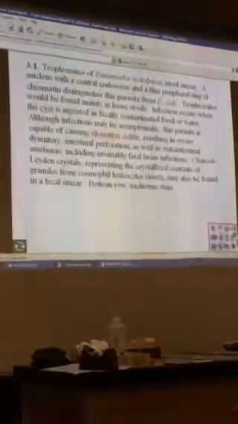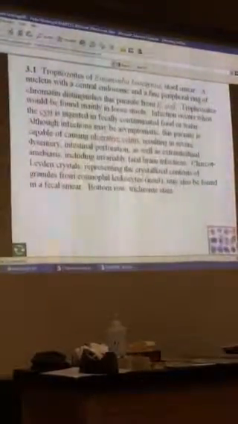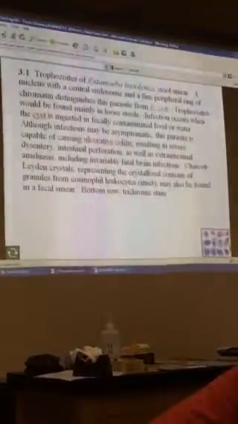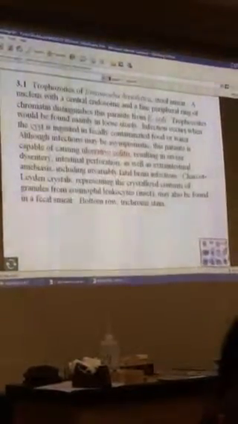Charcot-Leyden crystals, representing the crystallized contents of granules from eosinophil leukocytes. Okay, that's a type of white blood cell. So when they get digested, the contents become crystallized and form this thing called the Charcot-Leyden crystal that you see with histolytica, but none of the others.